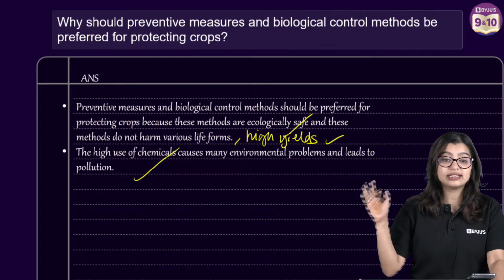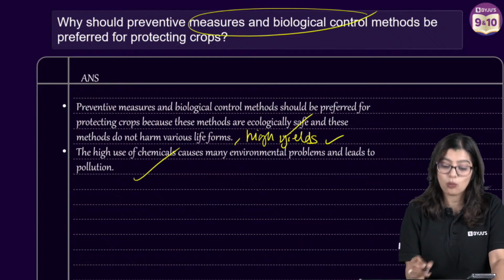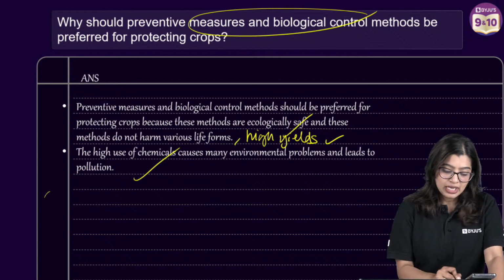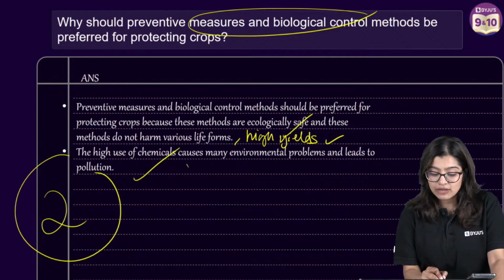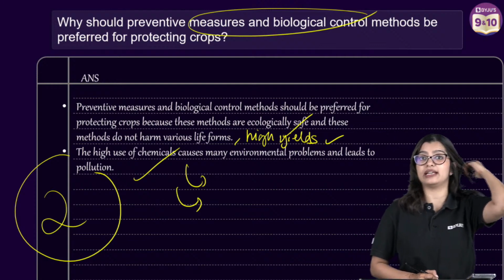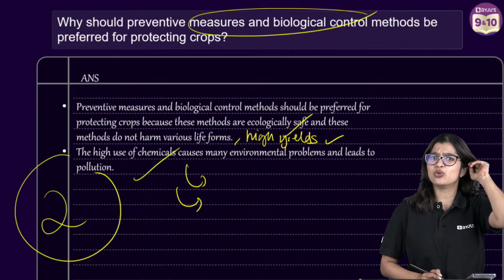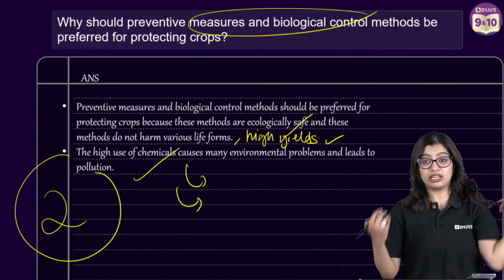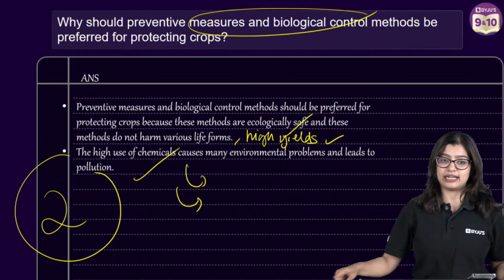Which is why these are the two steps that you need to write for why preventive measures and control measures are necessary. If you write this, 2 marks. If you support it with an example, like some of the methods I told you, the preventive measures I listed, if you are able to give me in detail, I'll give you marks for that as well.